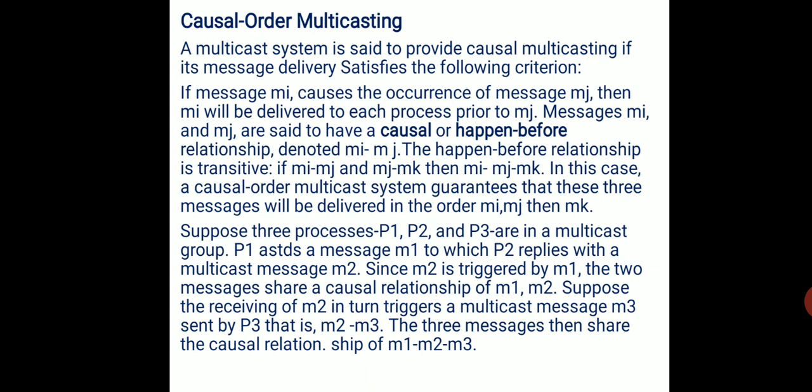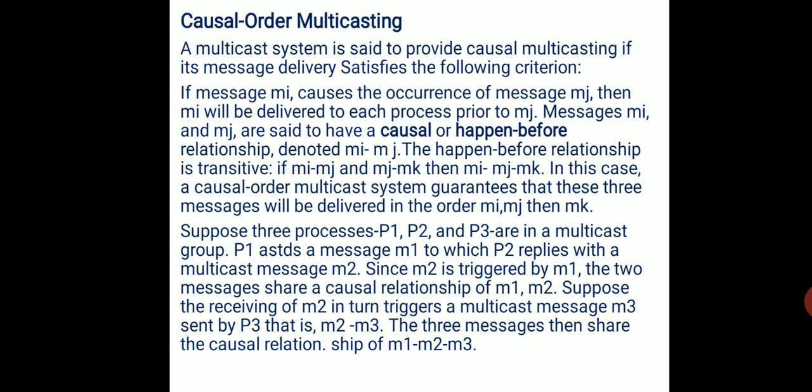Suppose three processes P1, P2 and P3 are in a multicast group. P1 sends a message M1 to which P2 replies with the multicast message M2. M2 is a reply to M1. Since M2 is triggered by M1, the two messages share a causal relationship M1 → M2.